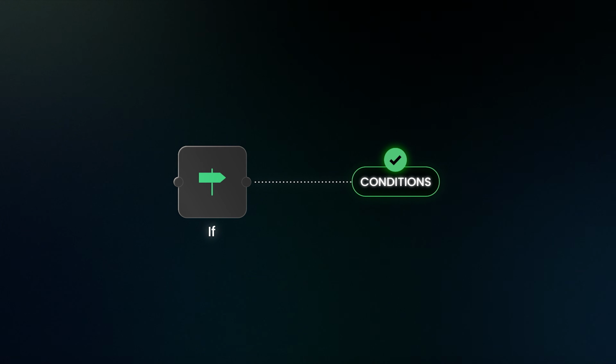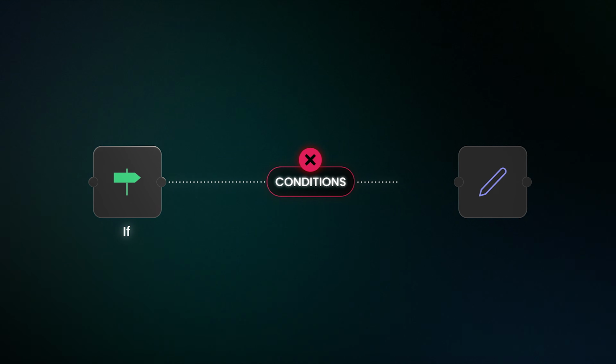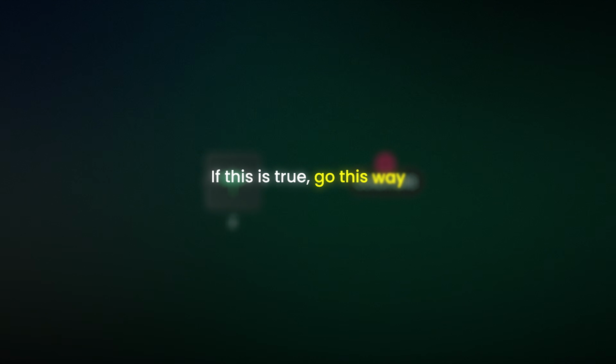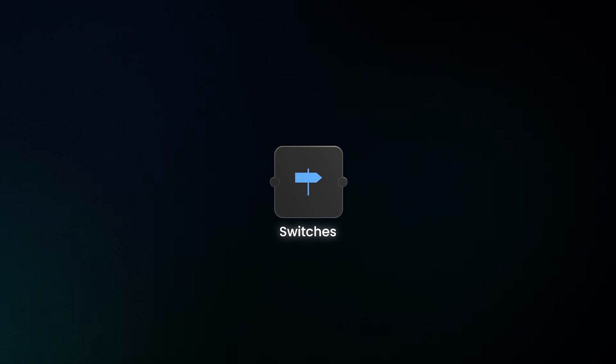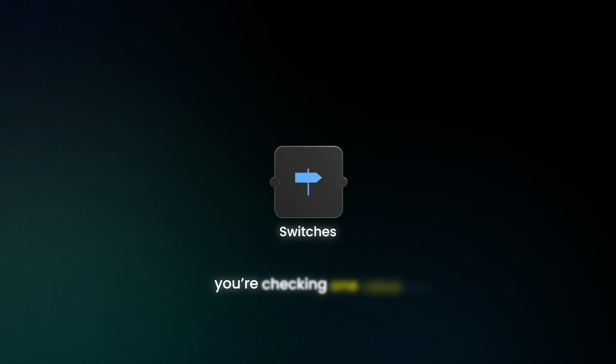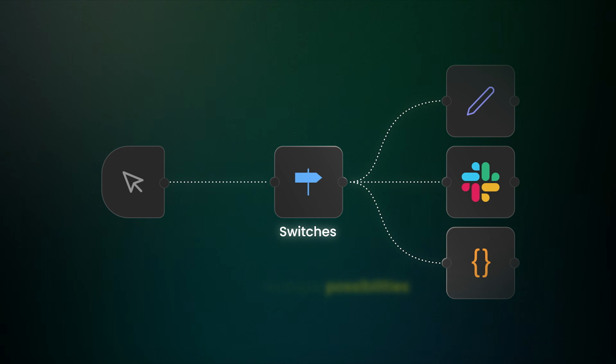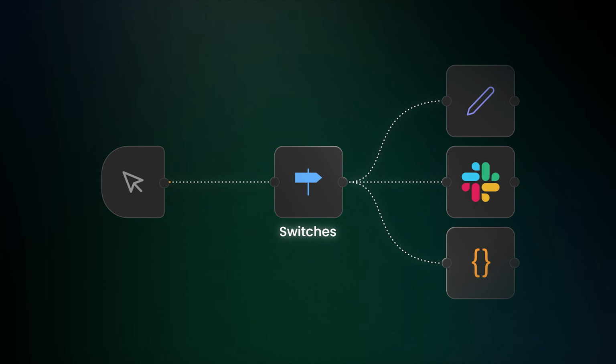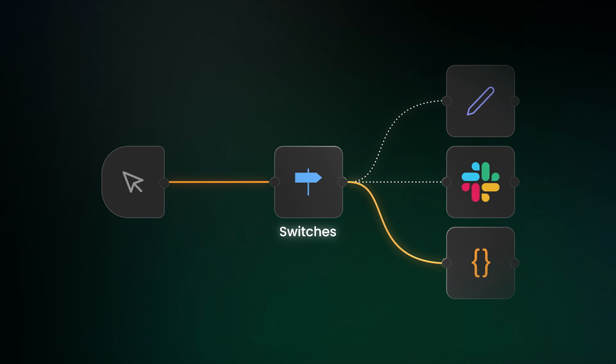If the condition passes, the workflow keeps going. If it doesn't, it stops here or goes down a different path. That's the core of if-else logic. If this is true, go this way. If it's not, go that way. Switches work the same way, just at a bigger scale. Instead of one yes or no decision, you're checking one value against multiple possibilities. Think of it like routing traffic. Depending on what comes in, the workflow gets sent down a specific lane.